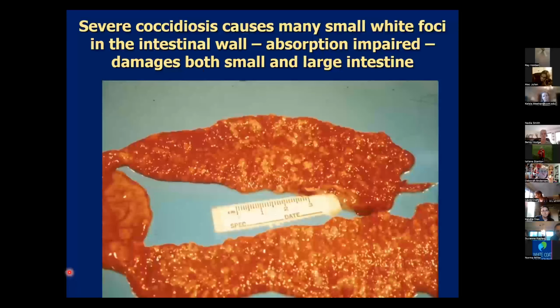So this is an intestine, and these are the little white spots, or white foci, in the intestinal wall. That's where the absorption is impaired, and it can damage both the small and the large intestine, which means they aren't going to be able to absorb nutrients very well. And it seems like that lasts a long time, even if you treat them, that they often don't thrive as well as they should.